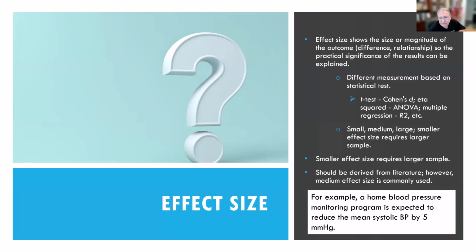Another important concept is effect size. It shows the size or the magnitude of the outcome that you're expecting. And there are statistical tests used to determine effect size. The most common is called the Cohen's d test. There's also the eta square, and a lot of you in a regression may be familiar with the R squared, or the R2. So those are measures of effect size. For example, if you're doing a home blood pressure monitoring program and you expect a 5-point reduction in systolic blood pressure, that's your effect size. Your effect size is 5.